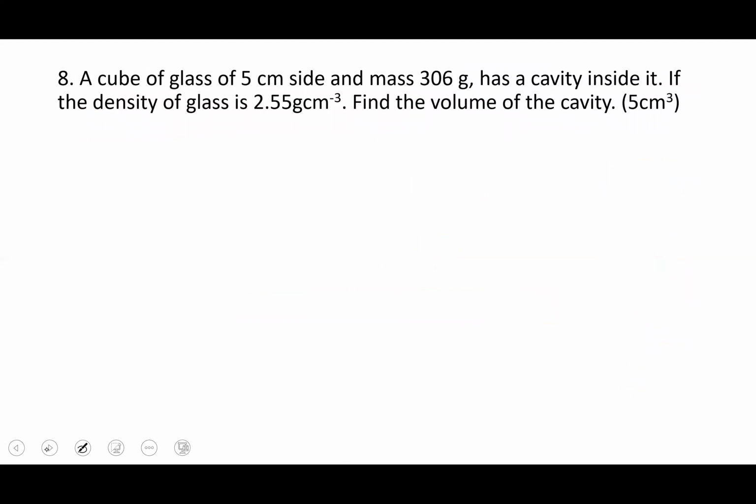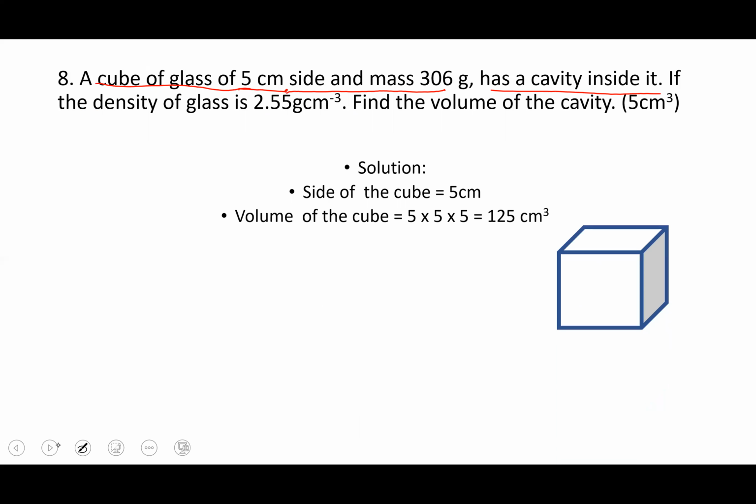Now question number 8, it says a cube of glass of 5 centimeter side and a mass of 306 grams has a cavity inside it. Now this is the situation over here. Now this side is 5 centimeter, as this is a cube, so this side must also be 5 centimeter and this side will also be 5 centimeter, and it says that it is of 306 grams, so we have to convert that into kilograms, and it has a density of 2.55 grams per centimeter cube, and we have to find the volume of the cavity, and there's also a cavity in this case.